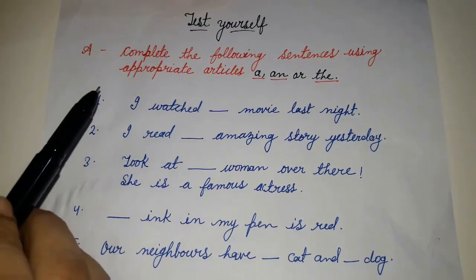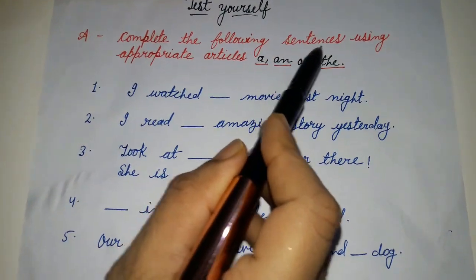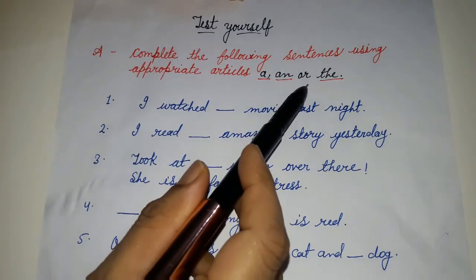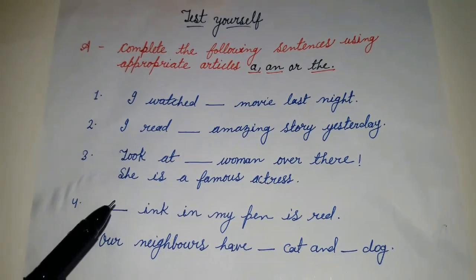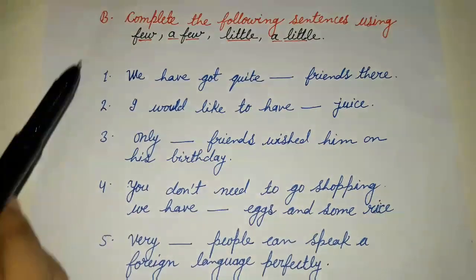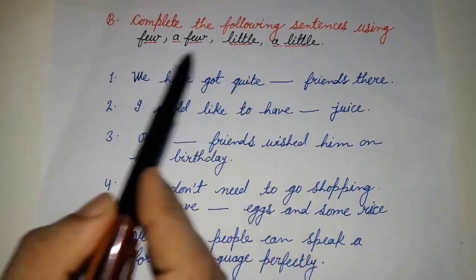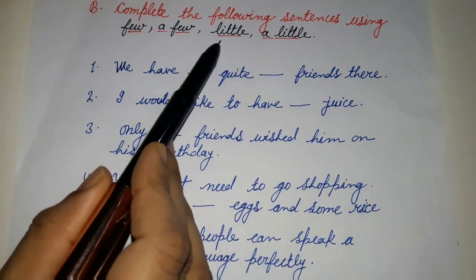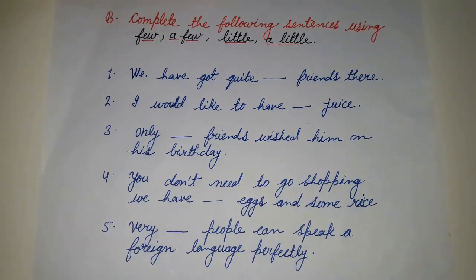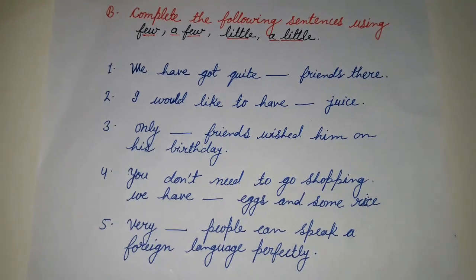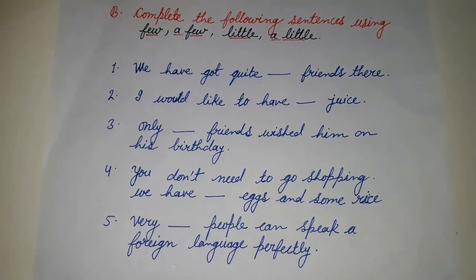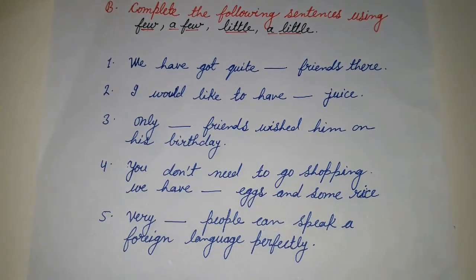It's time to assess yourself by completing the following sentences using appropriate articles a, an, or the. Now complete the following sentences using few, a few, little, and a little. I hope these exercises will be helpful in assessing how far the concept of determiners is clear to you. If not, then watch the video over and over again.